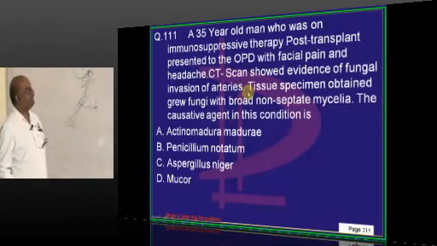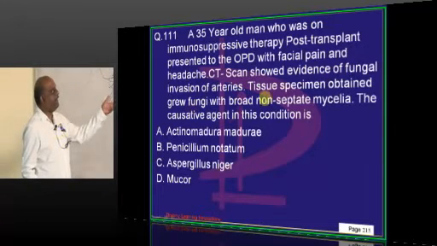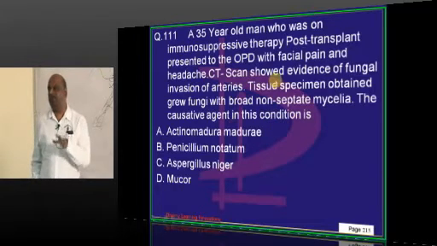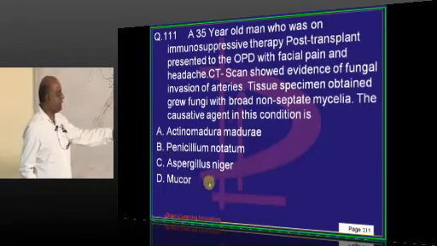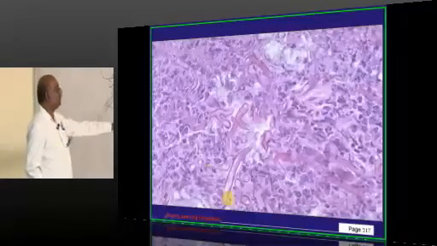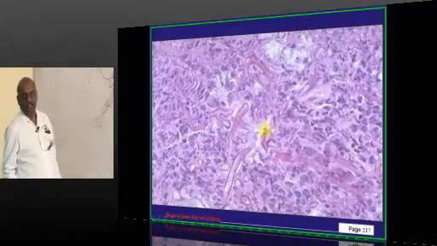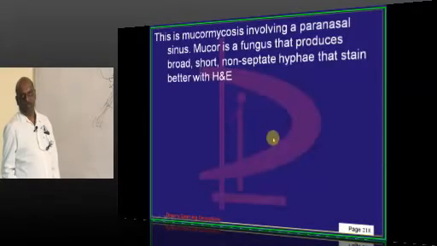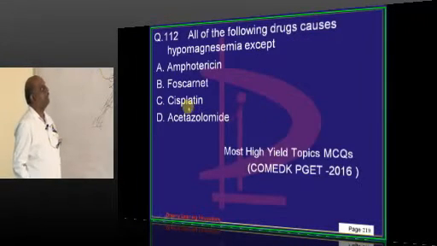35-year-old post-transplant, CT scan shows fungal invasion of artery and there is a non-septate mycelia. What is the causative organism? Very fundamental question. Difference between aspergillus versus mucor is a favorite topic from times immemorial. So, mucormycosis typically has non-septate mycelia, is what you need to remember.